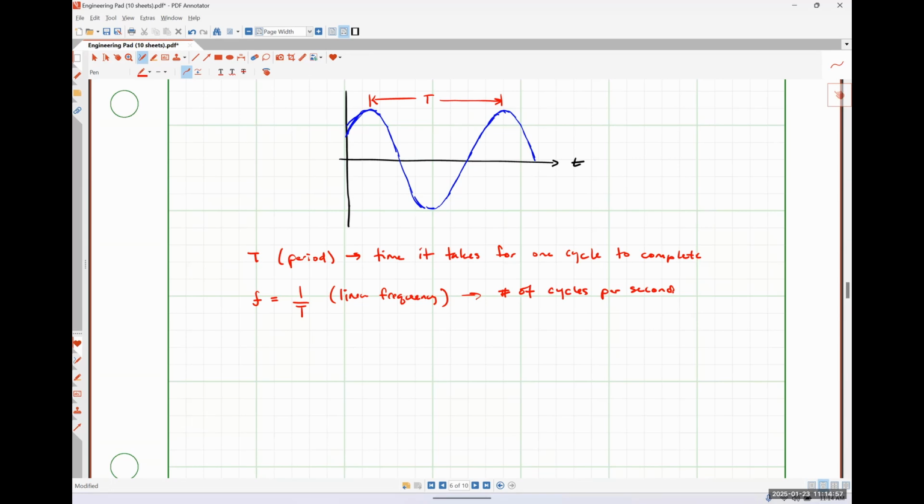Angular frequency is essentially how long or the number of cycles it takes for us to get to 2 pi radians. Omega is just 2 pi f. This is our angular frequency. And so this is the inverse of how long it takes us to get through 2 pi radians of degree movement.